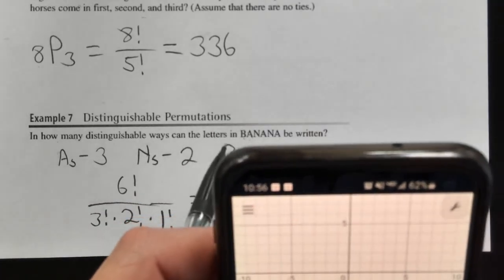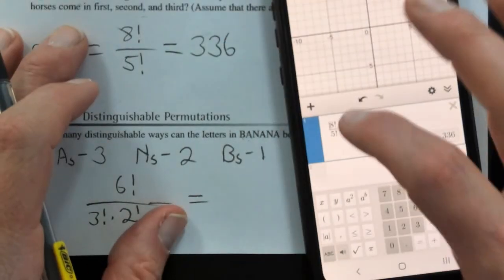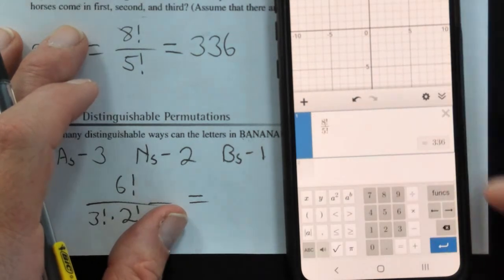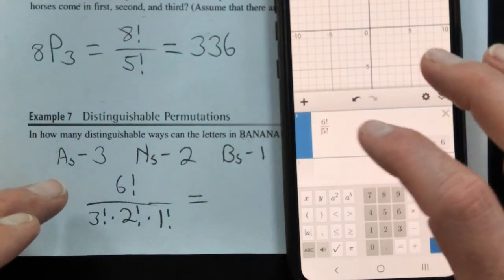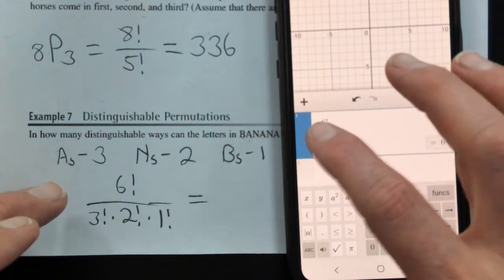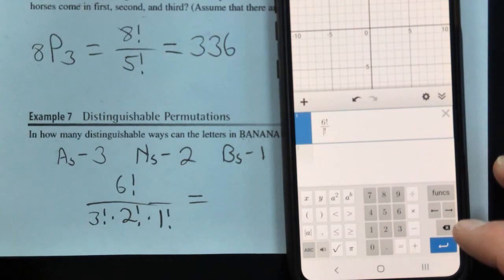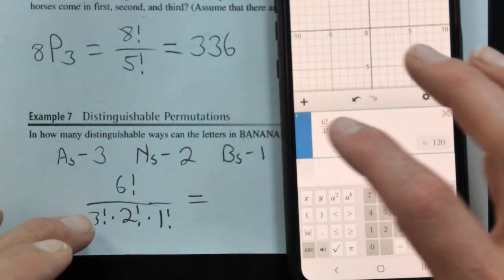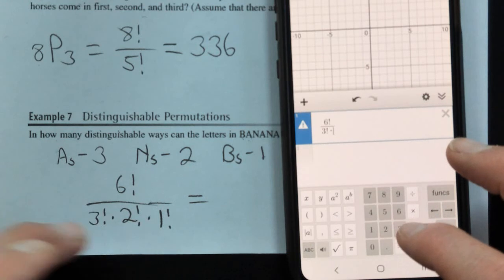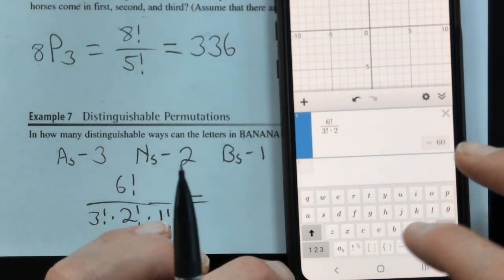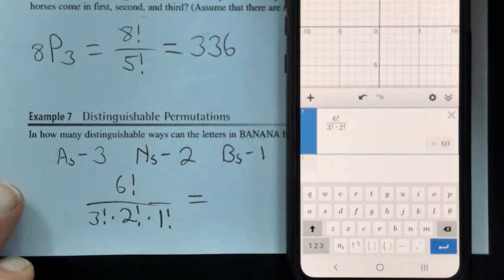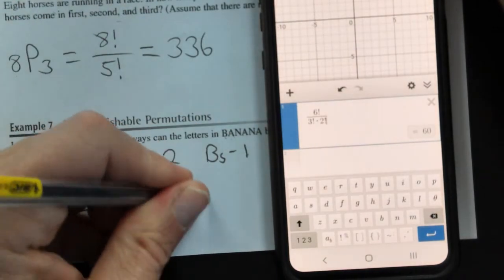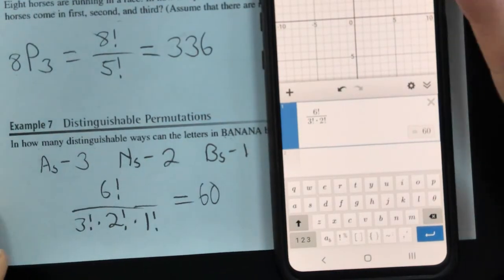So we'll go back up here, and I'll turn this into a 6. Then down here I've got 3 factorial times 2 factorial. And I'm going to go ahead and stop there because 1 factorial is just 1. It's not going to change anything. So I know I have 60 different distinguishable permutations for the letters in the word banana, the way they can be rearranged.